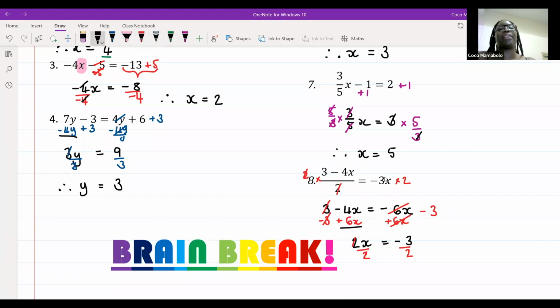Therefore, don't forget my therefore. Therefore, x is equal to negative 3 over 2.